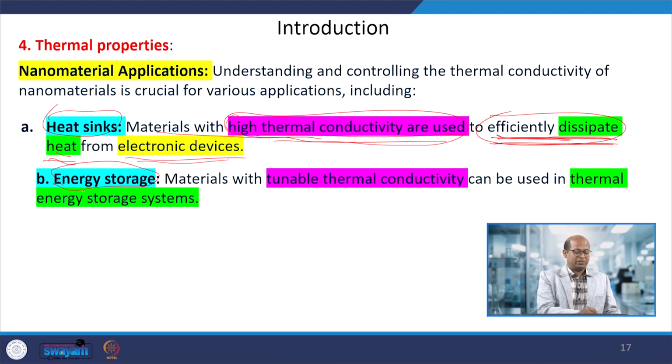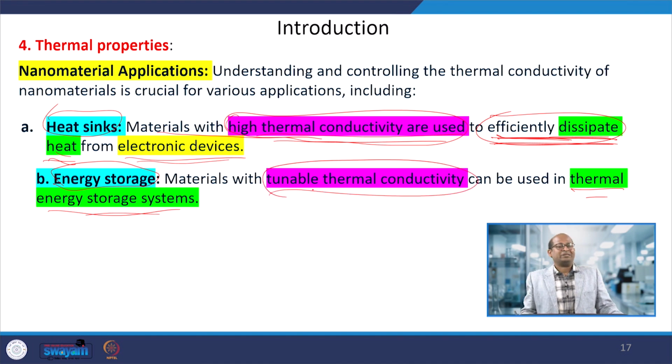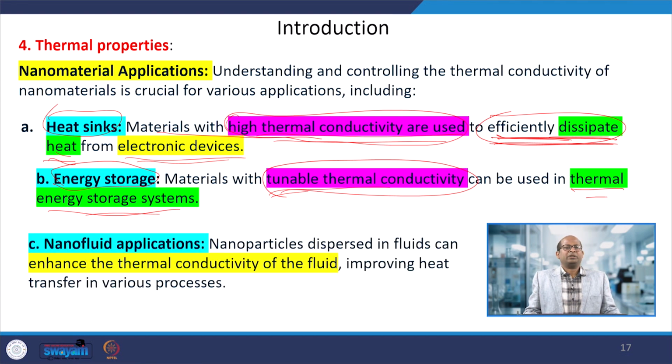If we use nanomaterials in an energy storage device, where energy storage means heat energy, that is, thermal energy that we want to store in that particular system or device, then the materials you have to choose or select must have, depending upon the application, either higher or tunable thermal conductivity. So we can choose or select those materials accordingly.